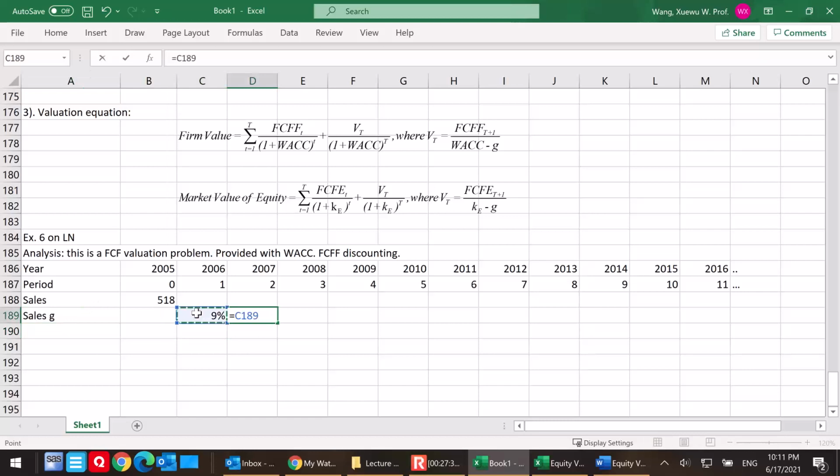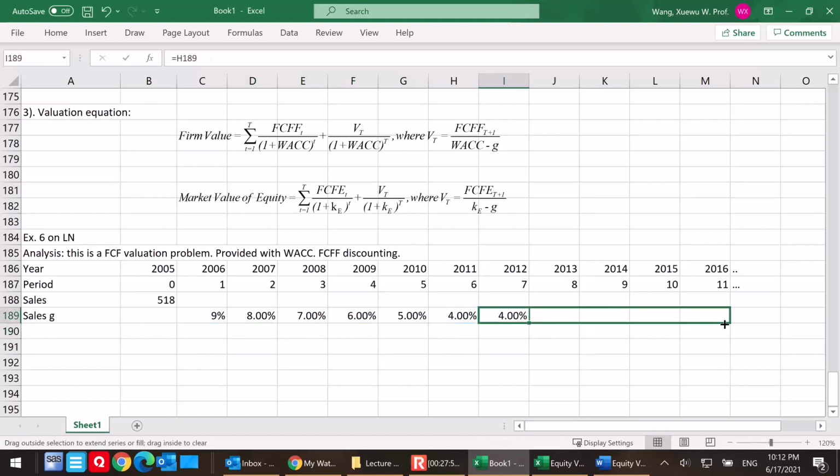So this is going to be 9% minus 1%, so that's 8. So I copy across, and that becomes 7, 6, 5, 4. So that's going to be 4% by 2011, and thereafter it's going to stay at 4%. I'm just going to make a simple formula here for the sales growth rate assumption.